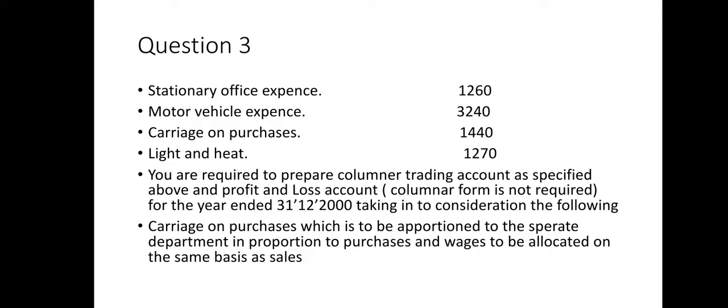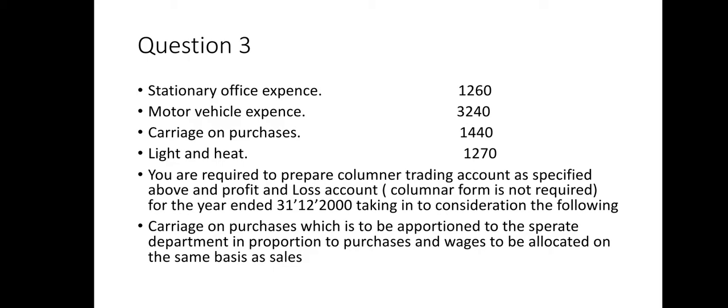For the year ended 31st December, taking into consideration the following. We are required to prepare the trading account in columnar form and the profit and loss account without columnar form after taking into consideration the following adjustments. What are the adjustments? Carriage on purchases, which is to be apportioned to the separate departments in proportion to purchases.